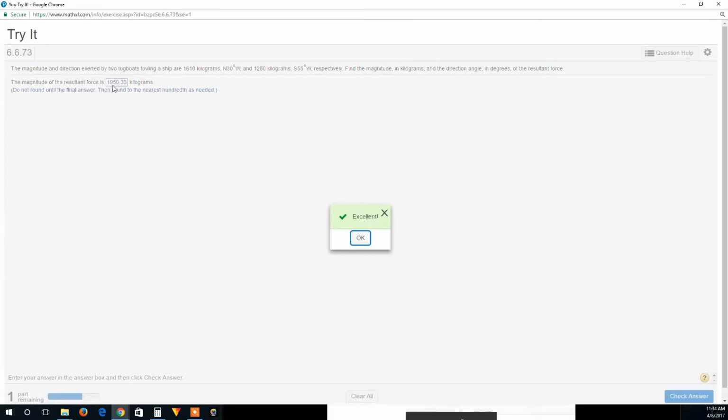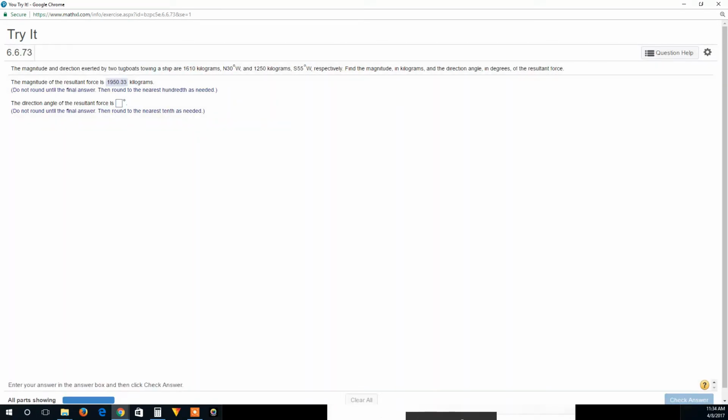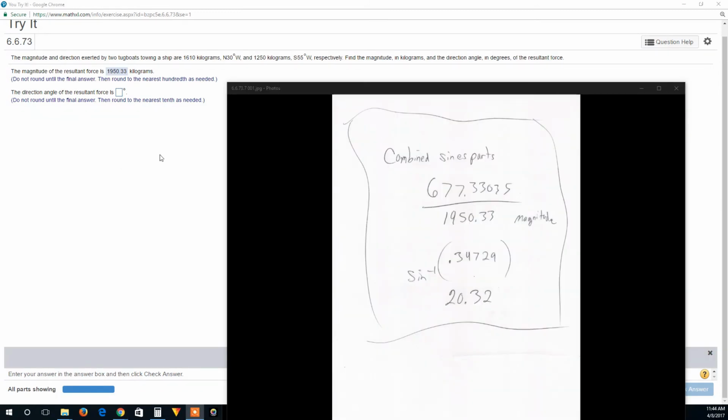1950.33. Great. Now it's time for the direction of the angle. This is actually really easy. Our final job to do here is to figure out the direction of the angle. I kept that sine value and I divided it by the magnitude that we have here. Sine value here is the combined sines, or at least that's what I call it. It was just your magnitude times the sine times the reference angle for both parts combined together. I do get 20.32 degrees, which is in quadrant 1. It's just that that doesn't really make sense that it would be in quadrant 1, right?